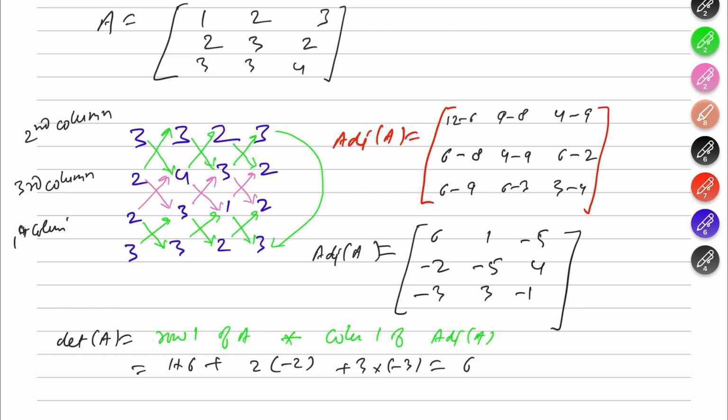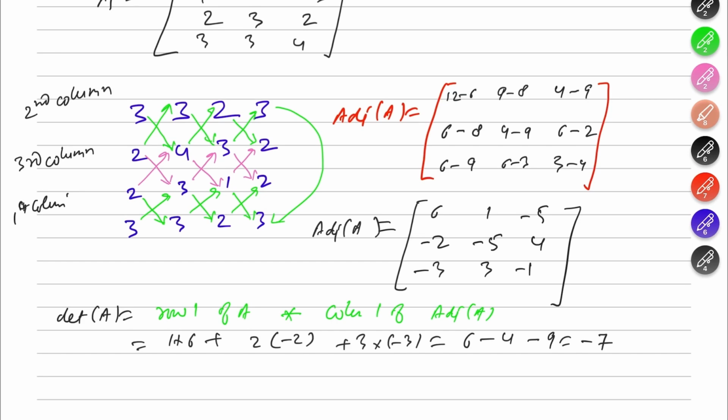So that becomes 6 minus 4 minus 9. That means it is minus 7. The same can also be obtained if you want to find the determinant, if we multiply the second row with the second column. So the same can also be obtained.